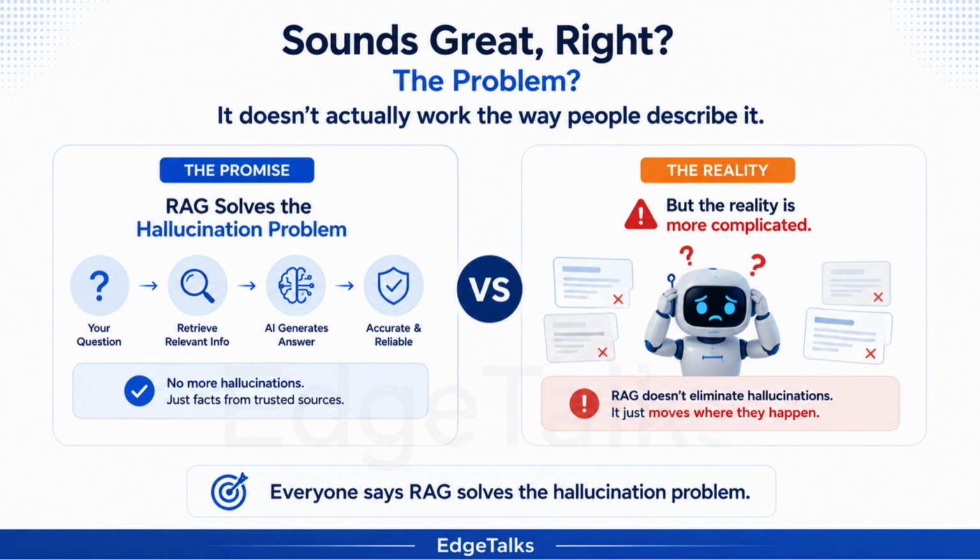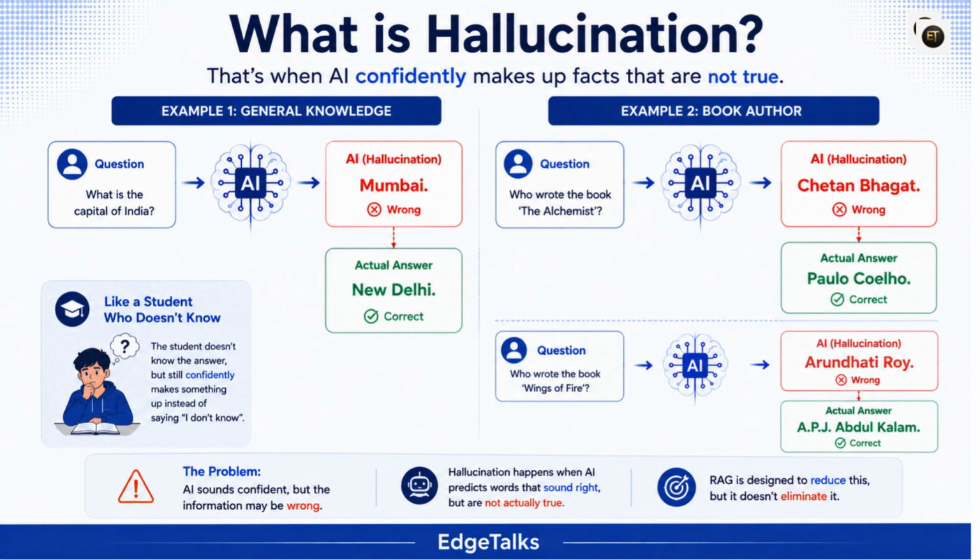Now before we go further, let's understand what hallucination is. Hallucination happens when AI confidently generates information that is not true. You can think of it like a student confidently guessing instead of saying I don't know. The dangerous part is confidence. The answer sounds convincing even when it is wrong. RAG is designed to reduce this issue but not completely remove it.